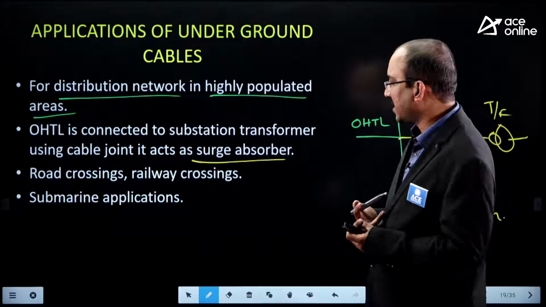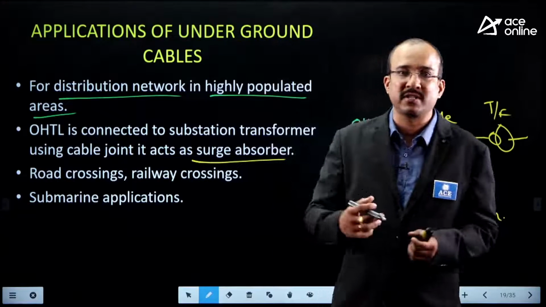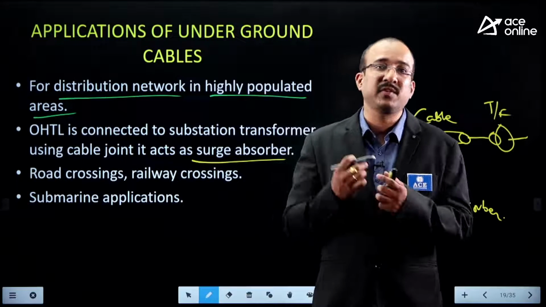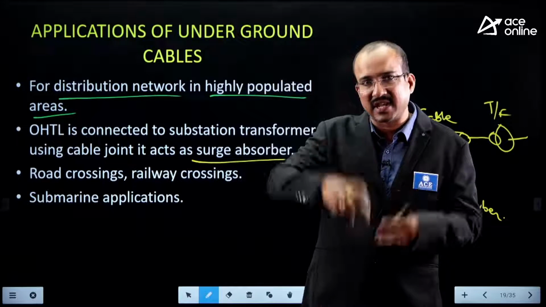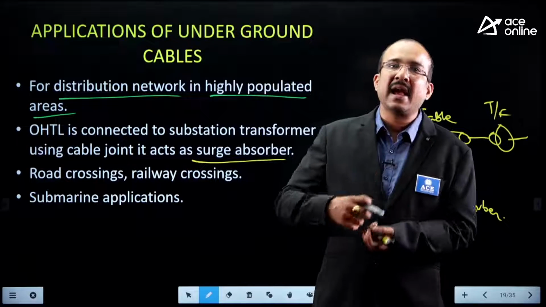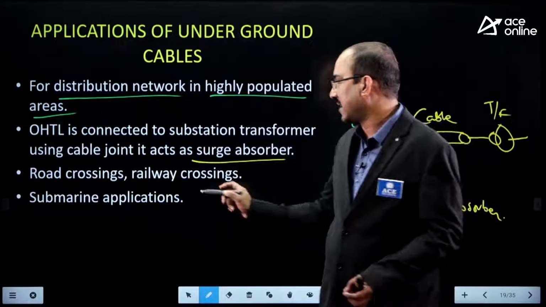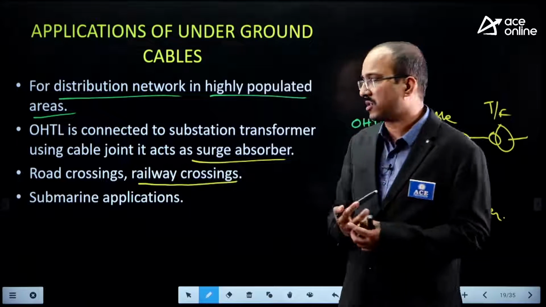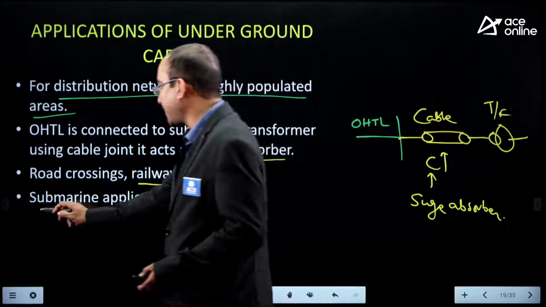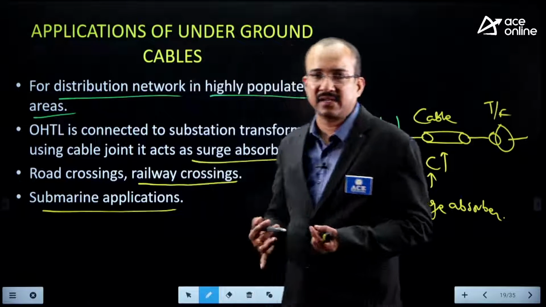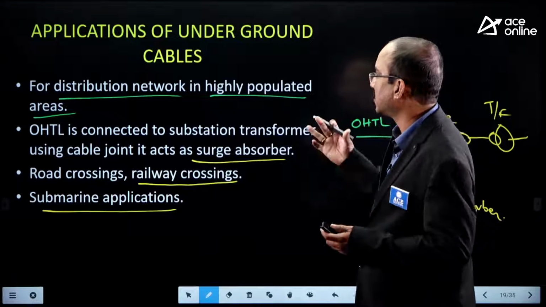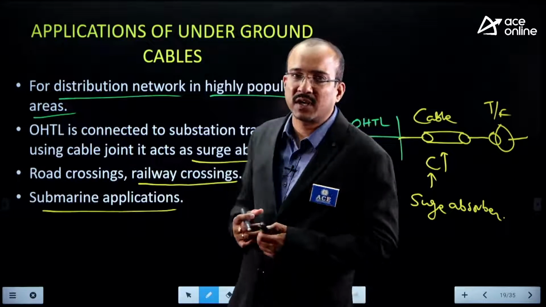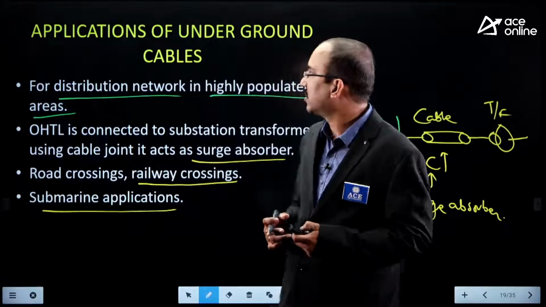And one more application is when there is a road crossing or railway crossing. Specifically, whenever there is a railway crossing, overhead transmission line is terminated into underground cable and again reconnected after the railway crossing. Okay, railway crossings are important. And in submarine applications, we will not use the bare conductors. So, definitely we need to use what? Underground cables. These are some of the applications of what? Underground cables.